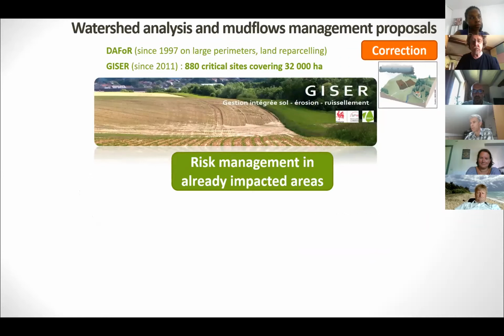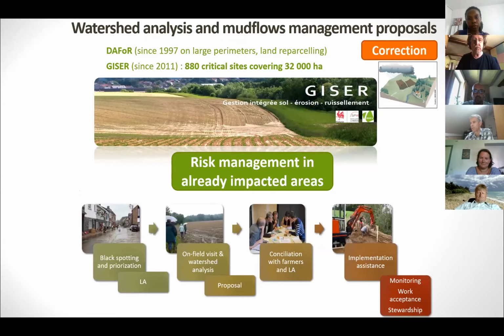Then you have the correction side. So here you have proposals for risk management when the impact is already present. So it's a collaboration with the GISER and also colleagues from the DAFOR. DAFOR is a unit who have the power to rearrange the parcels of agriculture. They give advice on agricultural practices. So they are more at the regional level. But the different steps are the same.